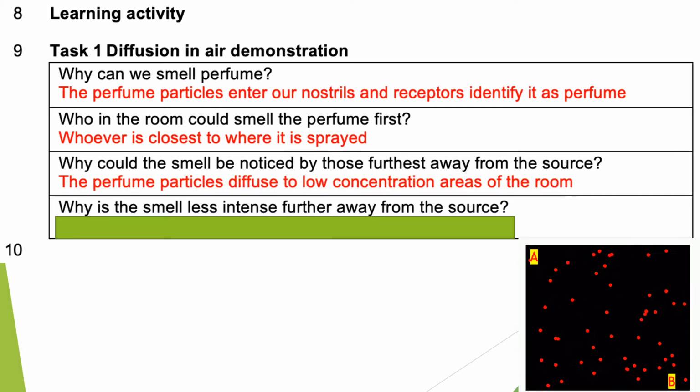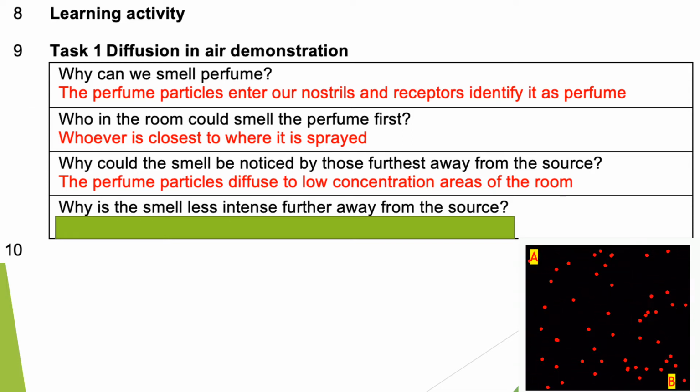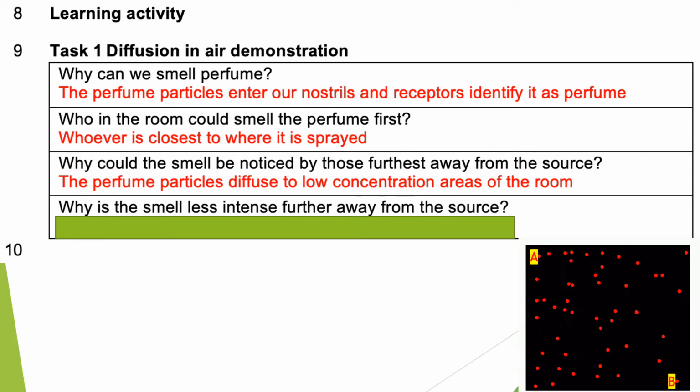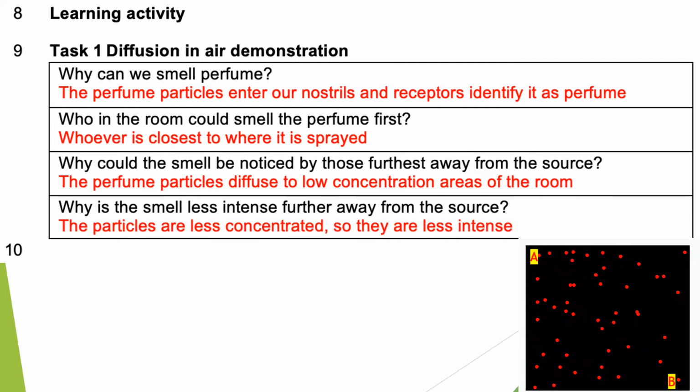Okay, so the perfume, first of all, will diffuse to the low concentration areas of the room. So look at the animation right now, and the perfume starts off close to location A, and over time it will move to location B. But you'll notice that the concentration is the same all throughout the room, okay? And this is exactly because those perfume particles are moving to the low concentration areas of the room. Okay, and the reason why it smells less intense the further you are from the perfume is because you have less particles coming into your nose.